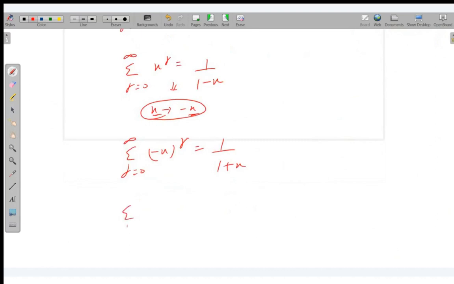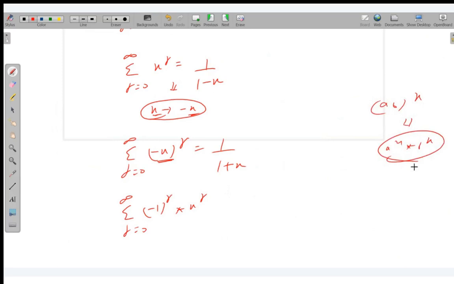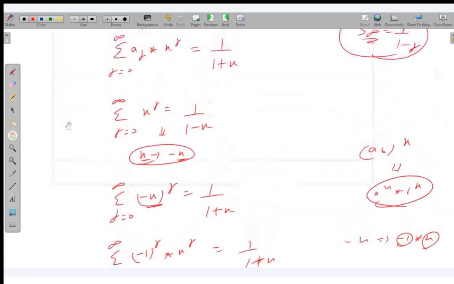Now I will say sigma r is equal to 0 to infinity of minus 1 power r into x power r. Minus x power r is nothing but minus 1 power r into x power r. See this: ab power x is nothing but a power x multiplied by b power x. That is obvious. The same thing I have done here. Minus x means minus 1 multiplied by x, so I have just broken it into minus 1 and x. That is equal to 1 upon 1 plus x. So now try to visualize this. That's why I have written this.